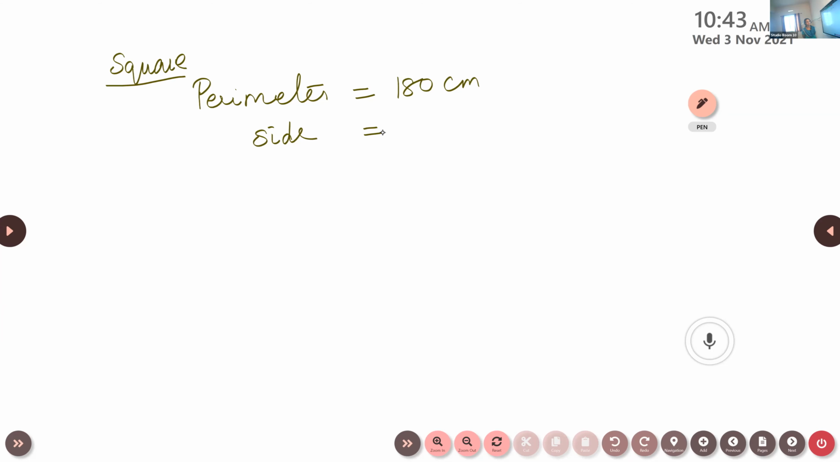What is the perimeter? 4A. Okay, Aman, listen. 4A is the perimeter of a square. 4 sides are there, 4 into side. And area is A square. So here 4A is given. From here, what is the side? 180 by 4. Yes, Pranav. What is 180 by 4? 45.